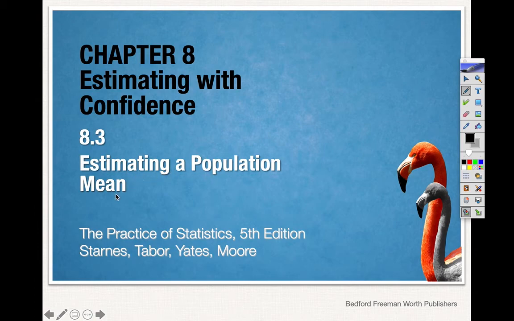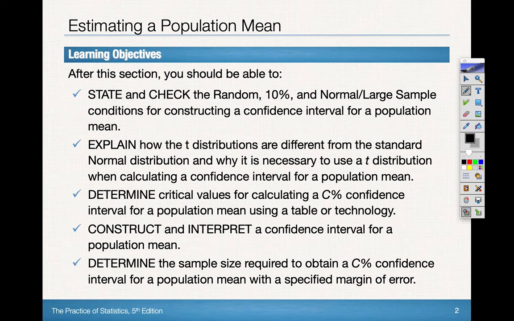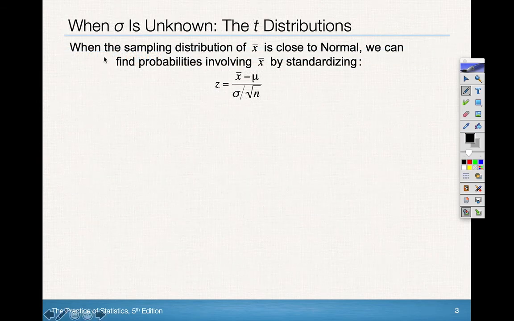Estimating a population mean. When do we think mean? Mean means average. When do we think taking an average? Quantitative data. So, this is how we construct confidence intervals to estimate the population mean when all you know is sample data. So, major problem right here. What is sigma? Sigma is standard deviation of the population. How can I know the standard deviation of a population if I know nothing about the population? All I know is sample data.